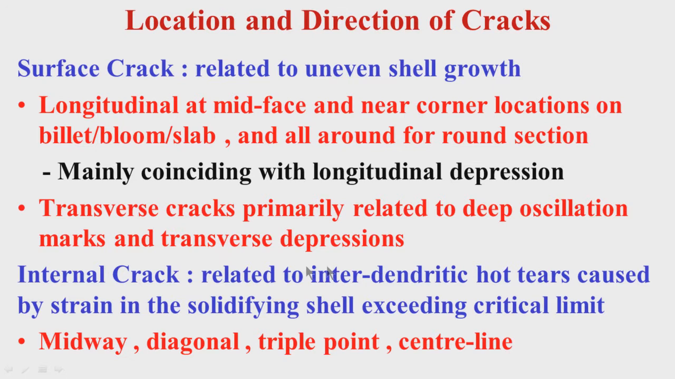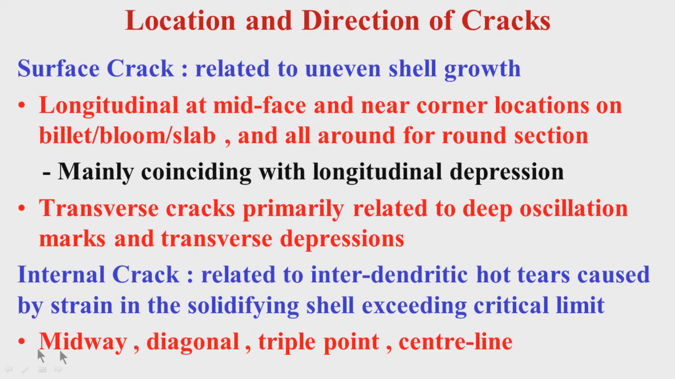If you have deep oscillation marks, then sometimes beneath those marks there can be transverse cracks, and if there are transverse depressions, there also can be transverse cracks just below those depressions. So at the surface there can be different defects and quality issues. Similarly, there can be internal defects, internal cracks or segregation, which you cannot see with your normal eye because it is not on the surface, but either subsurface, or at the central area, or in between the central area and the surface. So it can be anywhere.